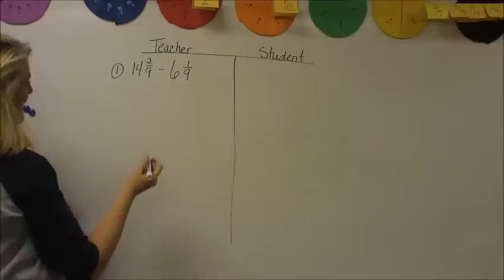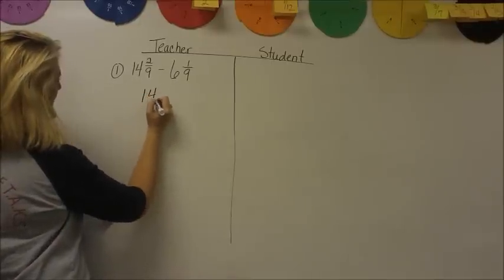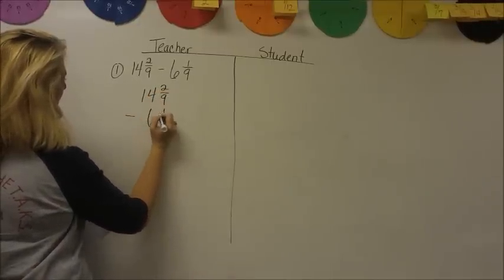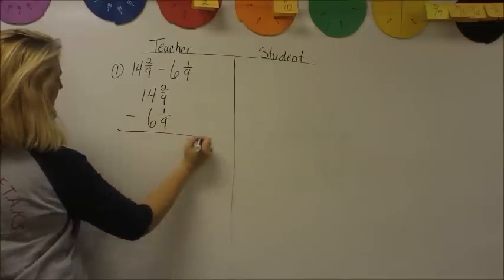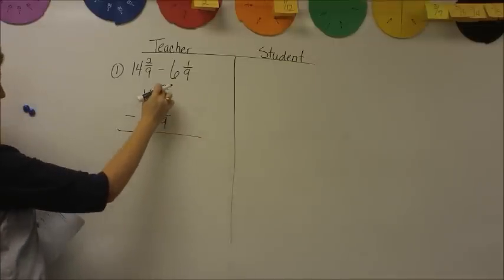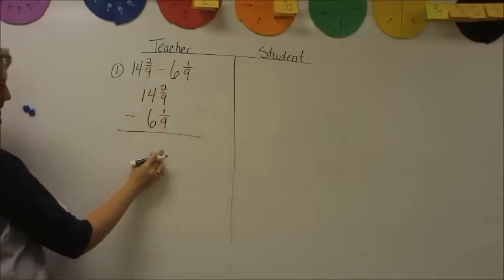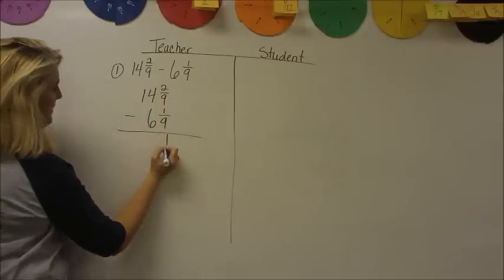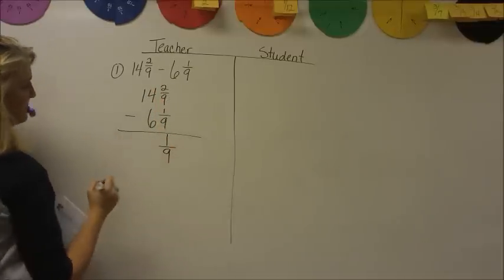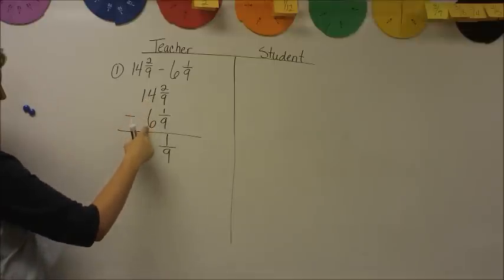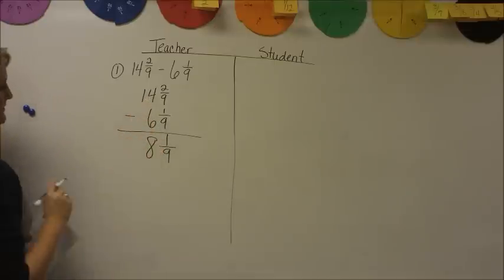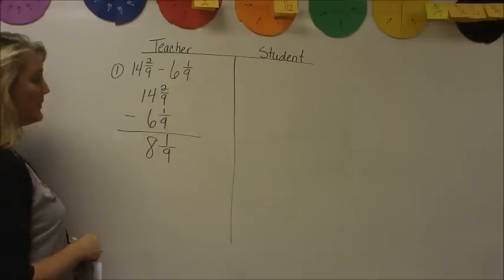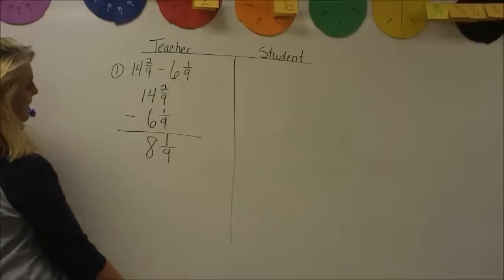All right, we're going to stack them. That means put them like this. And you start from the back. You're going to start by subtracting the fractions. 2/9 minus 1/9 is 1/9. And 14 minus 6 is 8. Okay? So there's the first example.